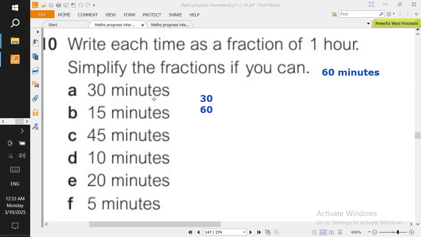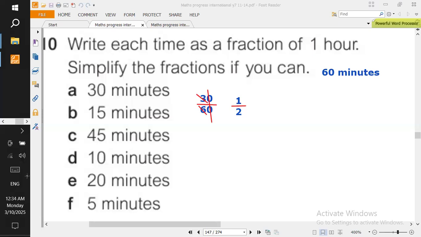Let's make it red. Now to simplify, the zeros will go together. Divide by the highest common factor, which is 3. 3 divided by 3 is going to be 1. 6 divided by 3 is going to be 2. So the final answer is 1 over 2, which is 0.5. Okay. As we said, simplify as much as possible. Same idea for all of them. Put them on top of 60 and then simplify. Okay. That's how you write them as a fraction and simplify them.